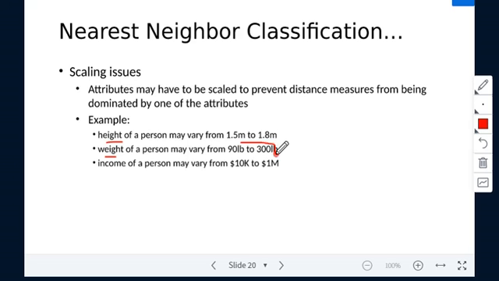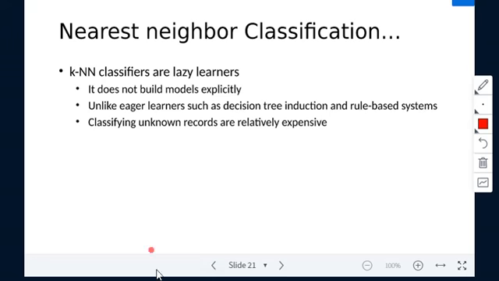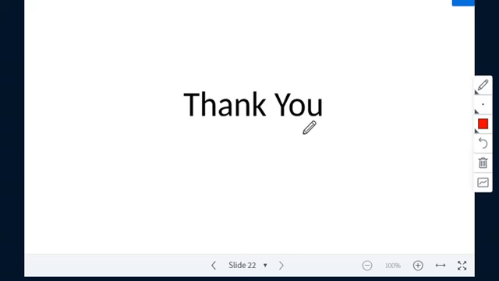If the scale of the attributes is not taken into consideration, the proximity measure may be dominated by the difference in the weights of the people. Hope you have understood the k nearest neighbor classifier. We call the KNN classifier a lazy learner because we do not build models explicitly, unlike eager learners such as decision tree induction and rule based systems. Classifying unknown records is relatively expensive. Thank you.